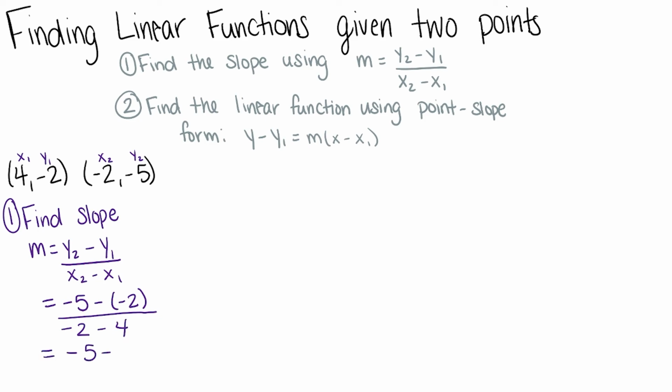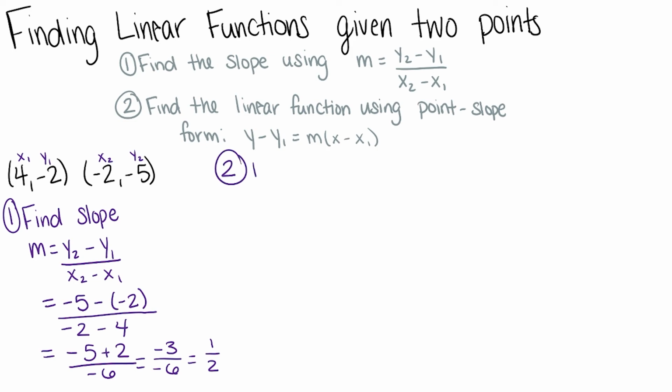Minus a negative will become a positive. So this means in our numerator, we have negative 5 plus 2 over negative 2 minus 4 is negative 6. Negative 5 plus 2 is negative 3 over negative 6. And this simplifies to 1/2. Our two negatives make a positive, and 3 over 6 simplifies to 1 over 2.